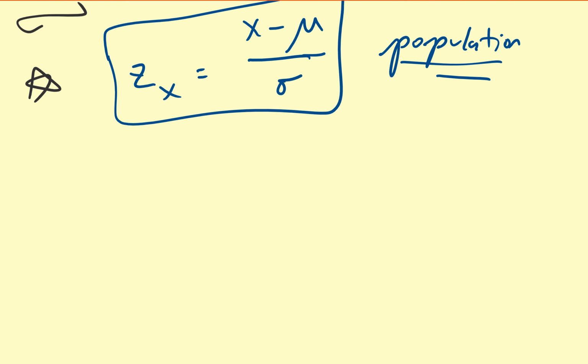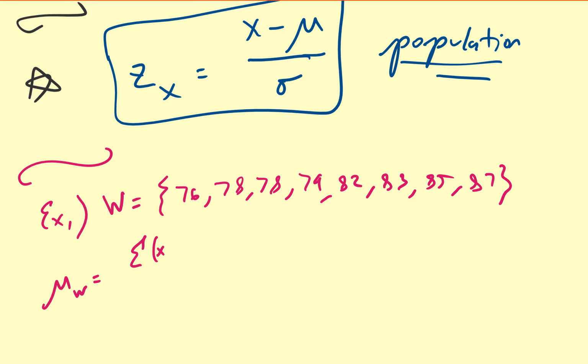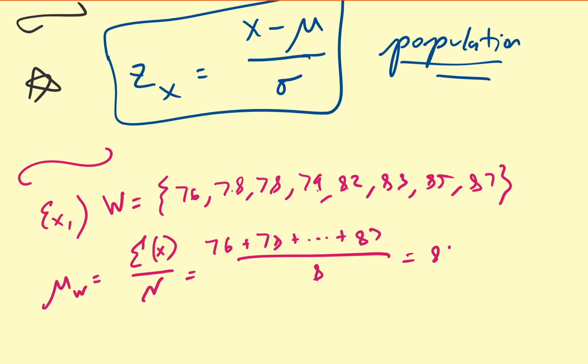So again, let us consider a data set to exemplify this. Let's assume we have a set of particular weights where those weights are 76, 78, 78, 79, 82, 83, 85, and 87. I hope that you all can calculate on your own the mean of the set. I'm going to take all those values, 76 plus 78 all the way out to 87, and divide by the number I have, 1, 2, 3, 4, 5, 6, 7, 8 values. That's going to come out to 81.